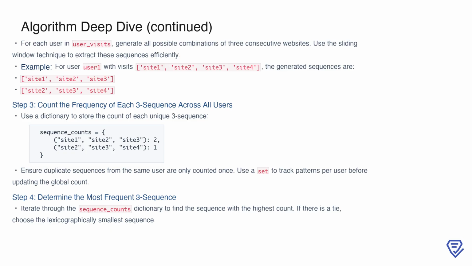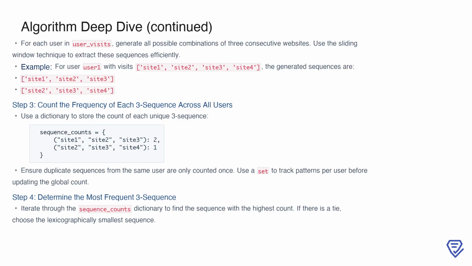Now that we have grouped and sorted the data by user, the next step is to generate all possible 3-website sequences for each user. Using the sliding window technique, we can efficiently extract these sequences from the list of websites visited by each user. For instance, if a user visited the sequence Site 1, Site 2, Site 3, Site 4, we can generate the 3 sequences Site 1, Site 2, Site 3, and Site 2, Site 3, Site 4. This method ensures that we capture all consecutive 3-website combinations without repeatedly iterating over the data.